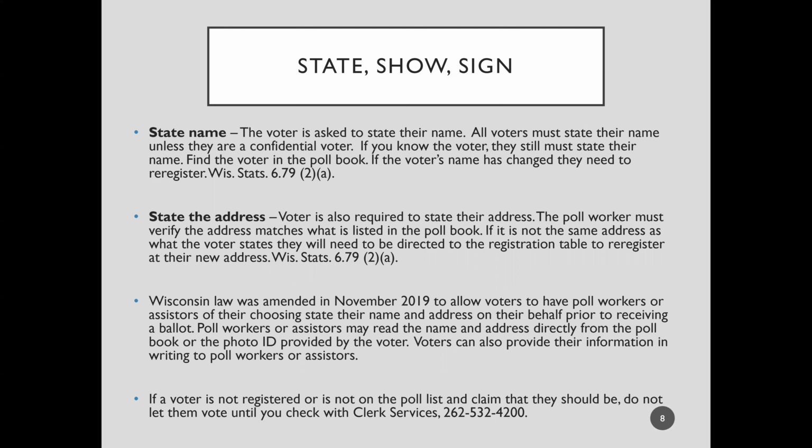This is something that somebody would certify they are not able to do on their own. If a voter is not registered or not on the poll list and claims they should be, do not let them leave until you check with clerk services at 262-532-4200. In this case, you're also going to want to get the chief inspector. They'll be able to help the voter out more with this scenario. It could be something as simple as they are supposed to be at a different polling location.